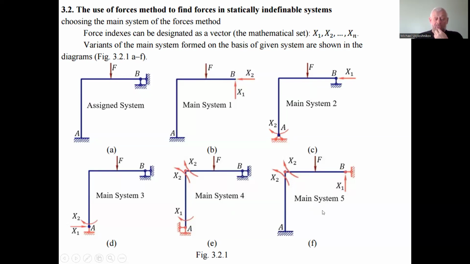And one more option, we can say main system 5. We can just remain this embedding as chosen in the assigned system. We just put the hinge here in the rigid corner of the assigned system, as in the previous one, main system option 4. And we as well put here two symmetric bending moments instead of the rigid corner, transmitting the bending from the vertical rod to the horizontal one, or from horizontal to vertical, it is not so important. But here we just assign this bending moment as a subject to find.